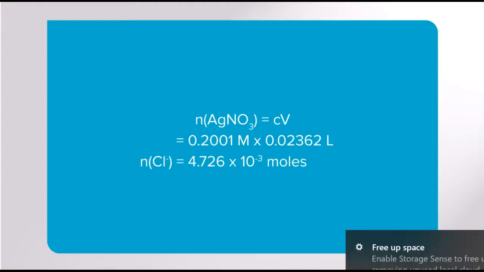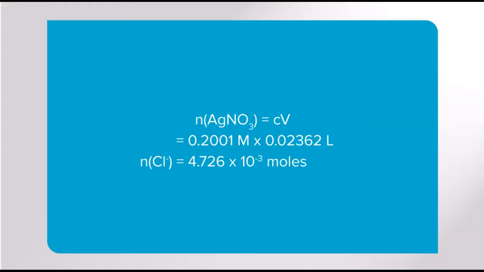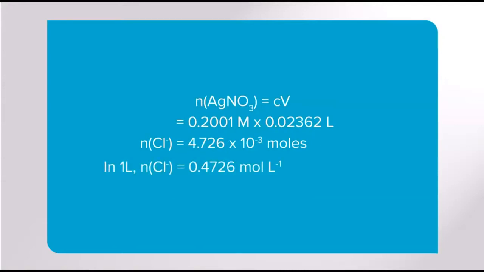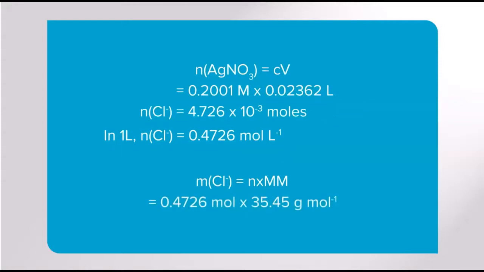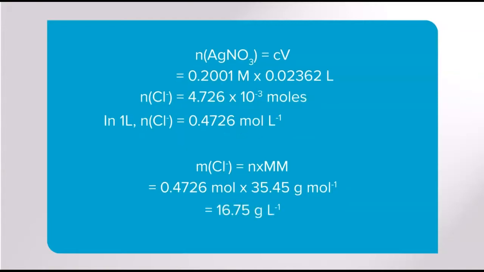Let's now determine the mass of chloride per litre. Since the 10.00 mL aliquot contains 4.726 times 10 to the minus 3 moles, in 1 litre there will be 100 times this value, which is 0.4726 moles. The mass of chloride ions will be 0.4726 times its molar mass of 35.45 grams per mole, which equals 16.75 grams per litre. Therefore, the concentration of chloride ions in this sample of seawater is 16.75 grams per litre.